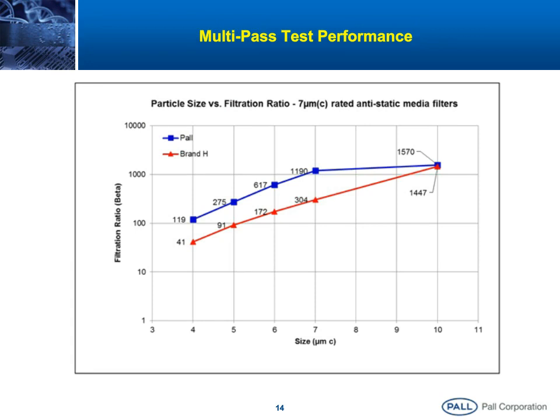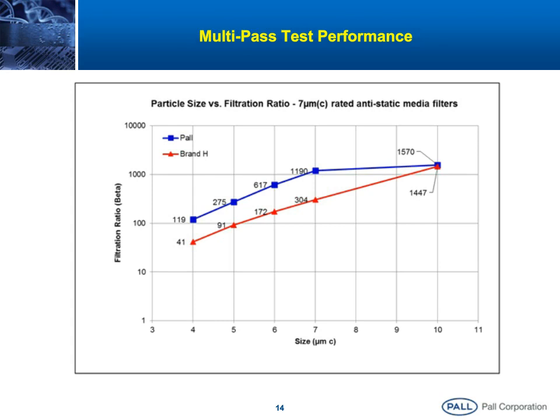Anti-static media refers to the filter media used for the mitigation of the static charge generation, a common problem with mineral-based turbine oils when using a standard glass fiber media. As the test data shows, the Paul filter had a beta ratio of 1190 as the rated 7 micron C size versus 304 for the brand H, almost 4 times higher removal efficiency for the Paul filter.